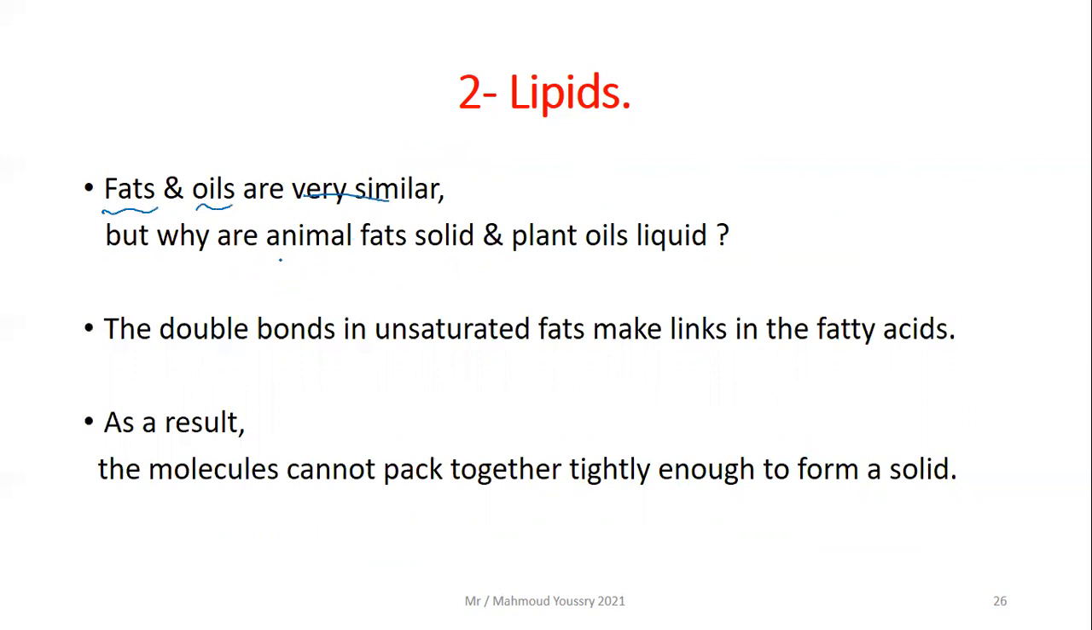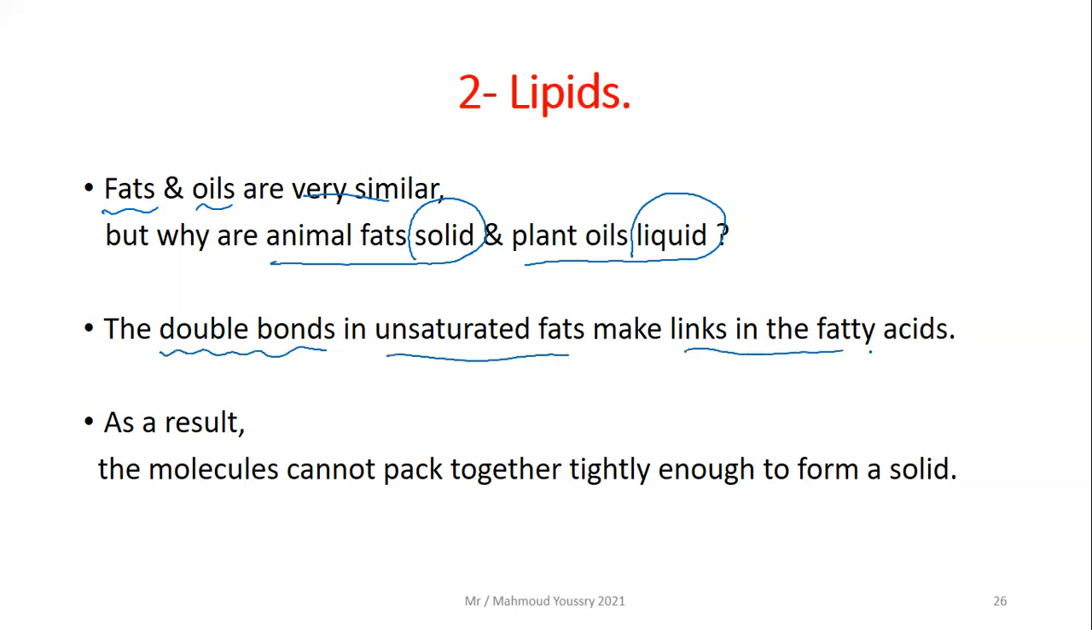But why are animal fats solid while plant oils are liquid? You might have thought about this. Actually, the answer is the double bonds in unsaturated fats. They make kinks in the fatty acids. As a result of these kinks, the molecules cannot pack together tightly enough to form a solid.